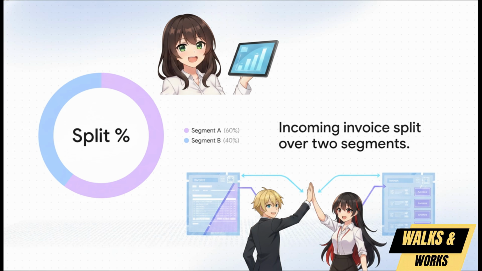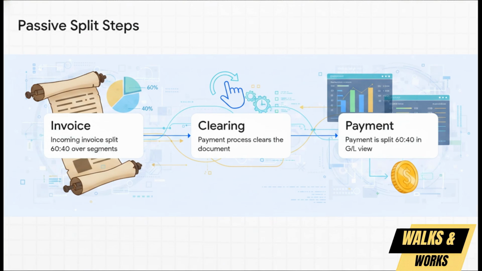When that invoice is initially processed and keyed in, an active split is what steps in to divide up the vendor and tax lines to perfectly match this 60% to 40% distribution. Now let's look at how this builds over time.